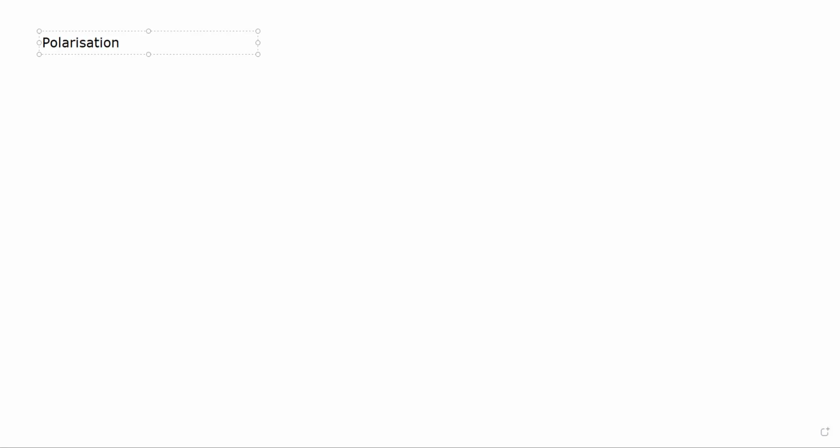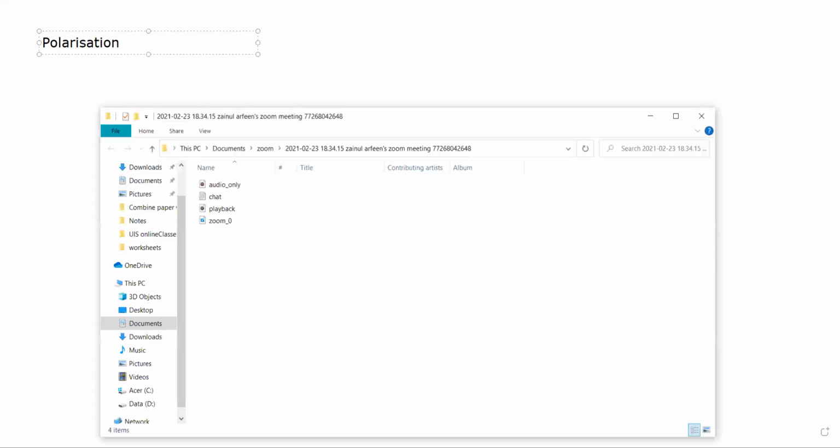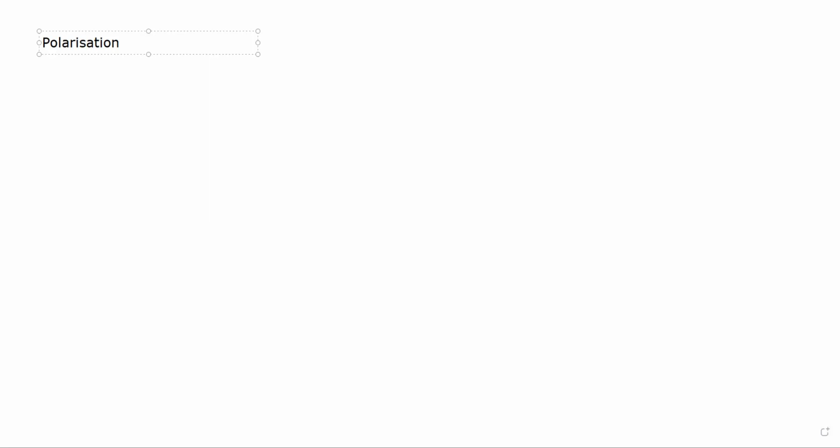So the simple meaning of the term polarization is, first, you should understand the difference between polarized and unpolarized light, and then the process of this conversion from unpolarized to polarized light, this is called polarization.